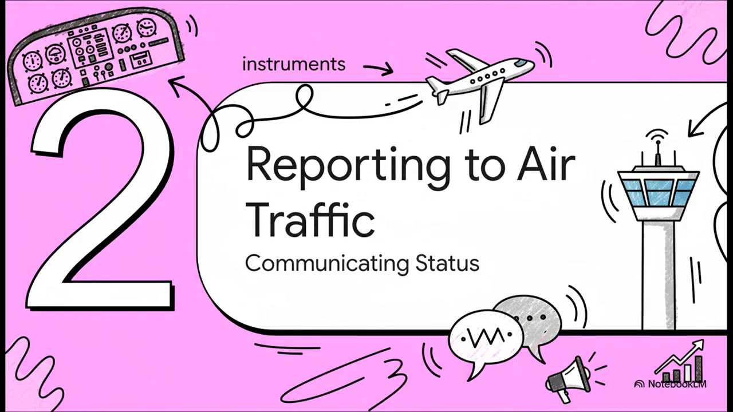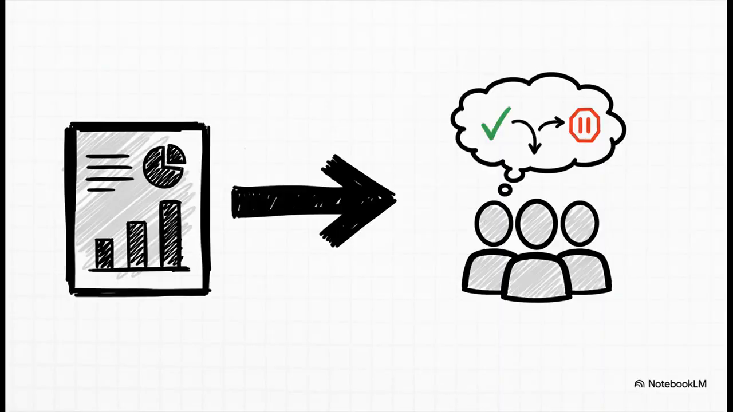Okay, we know how to read our instruments. Now what? Well, it's time for Section 2, reporting to air traffic control. It's not enough for just you, the pilot, to know what's up. You have to communicate that status clearly to everyone who needs to know. In other words, your stakeholders. Now, this is absolutely crucial.